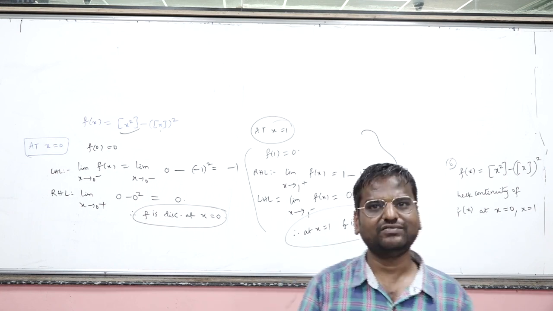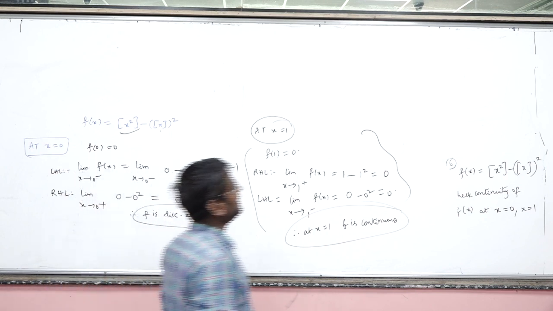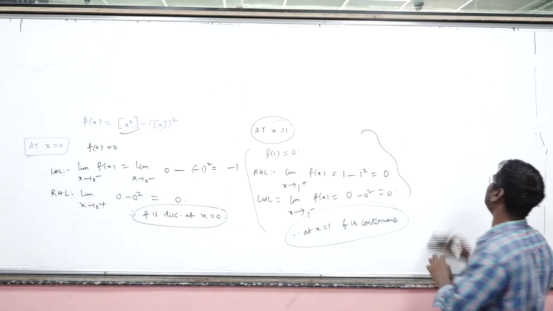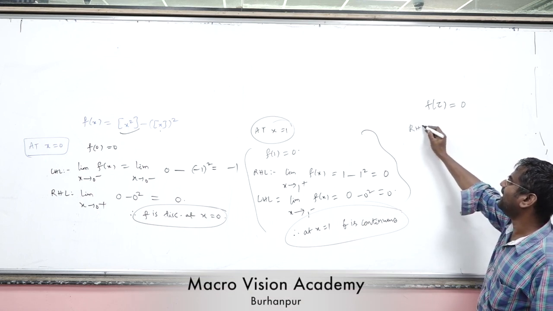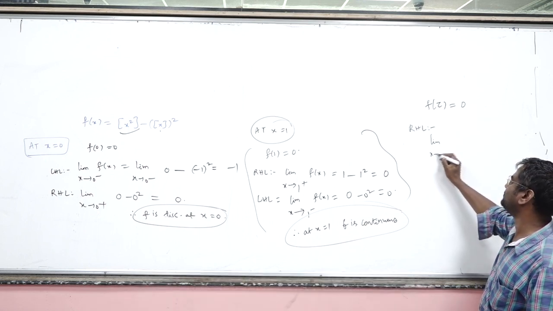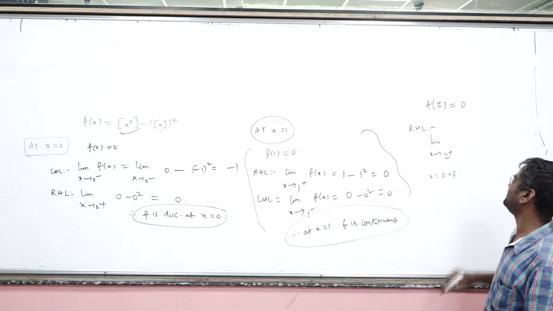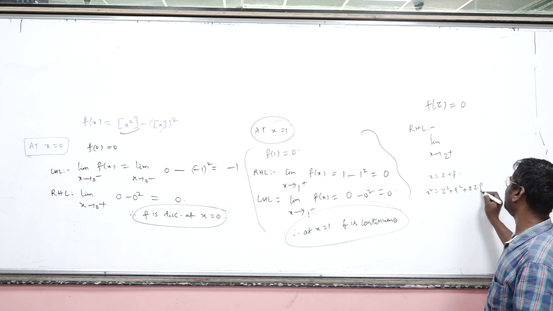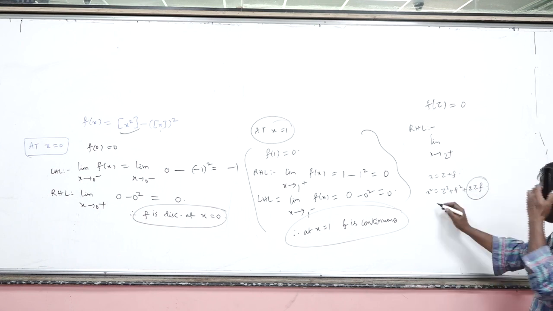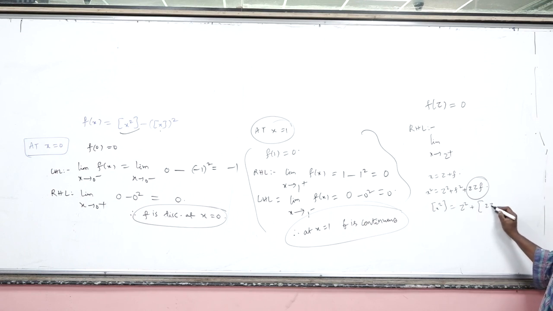Why only 0 and 1? Step x square minus step of x, whole square. If I take any other integer in general, f of z equals 0 clearly. RHL, if you see, limit x tends to z plus, so x is like z plus some fraction f. Okay? So what will x square be? z square plus f square plus 2zf. Now this will decide what step of x square is. Z square will come out, then 2zf plus f square.